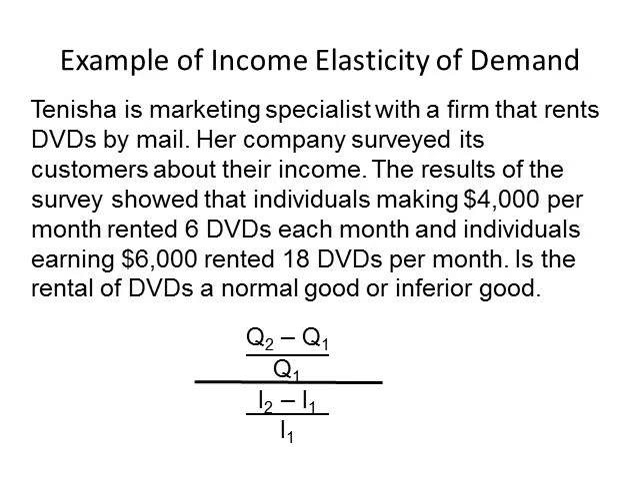The first step is to write down the formula: Q2 minus Q1 divided by Q1, divided by I2 minus I1 divided by I1. Next, look at the problem to find I1. The starting level of income is $4,000. Next, locate the starting quantity. The problem says that when an individual earns $4,000, they rent 6 DVDs. Since 6 DVDs are associated with the starting income of $4,000, it will be labeled Q1.